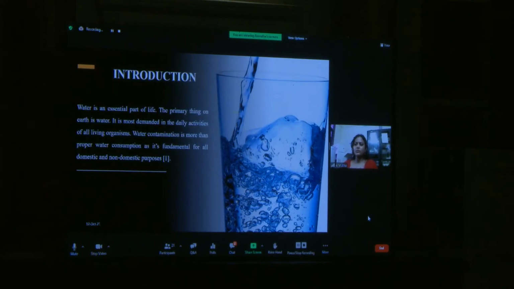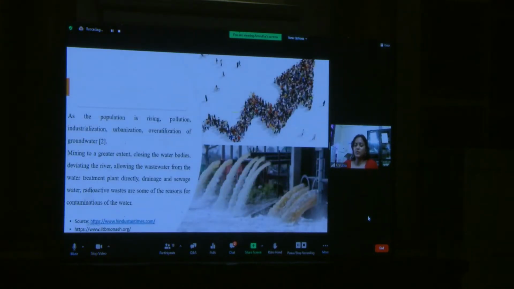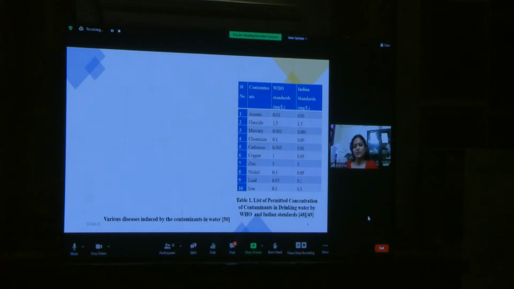Coming to the introduction, water is the most essential part of each and every part of our life. Without water, we are nothing. As the population increases, the presence of heavy metals is also increasing. According to surveys, millions of people are affected by polluted water and have severe diseases. The main reasons are industrialization, urbanization, making roads, mining, groundwater extraction, and other things.